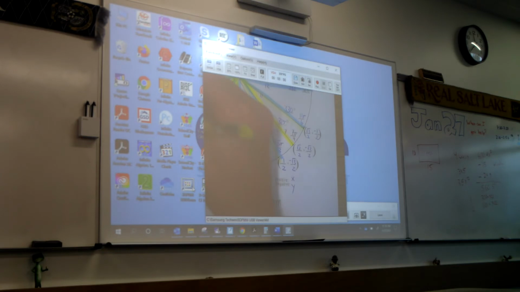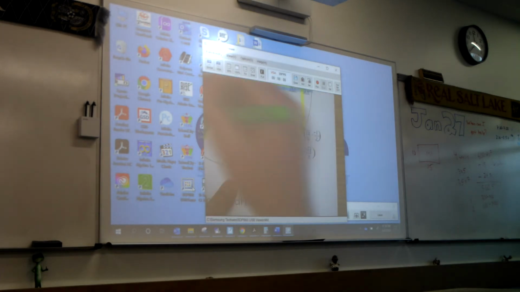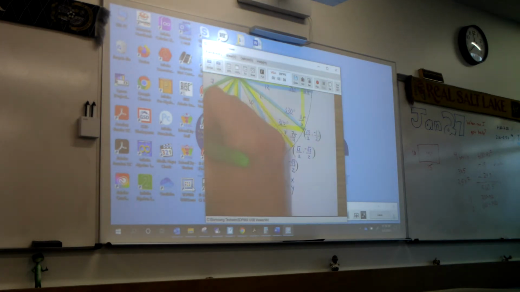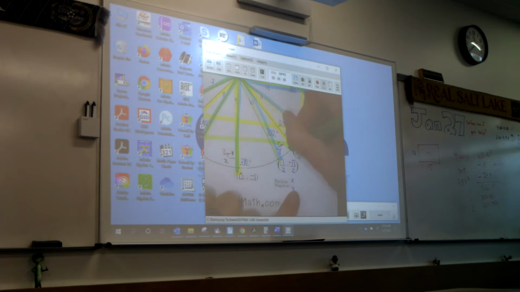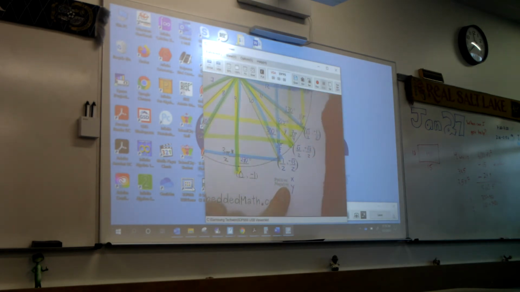And once again, all the 30-degree angles are matching up. These guys are all the same. The 45-degree angles are matching up. They're the same except for the negatives. And the 60-degree angles, the same except for the negatives.